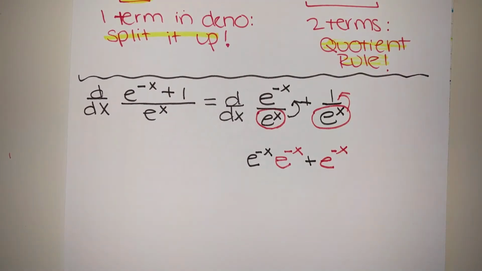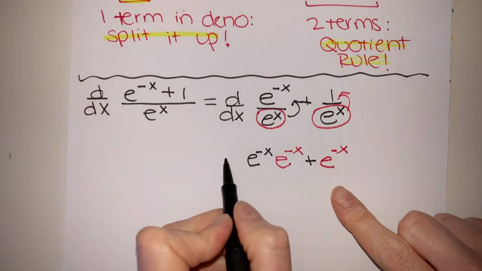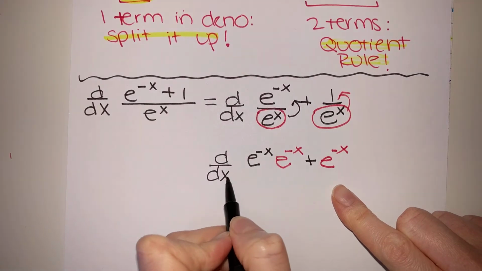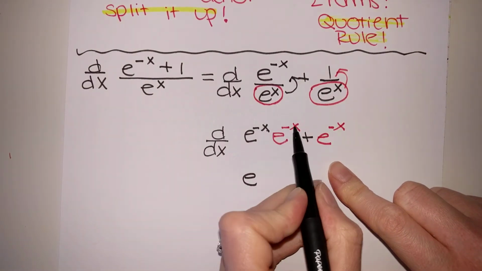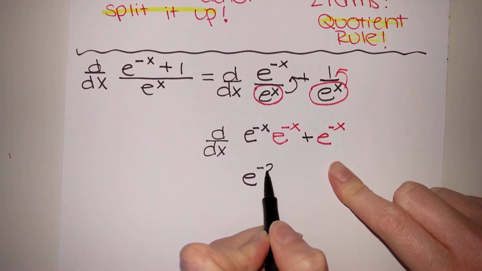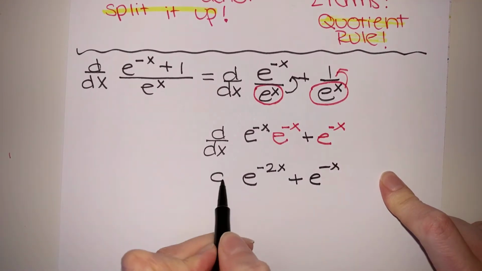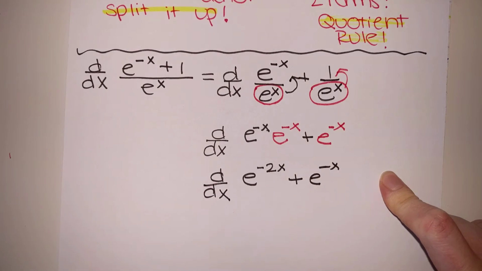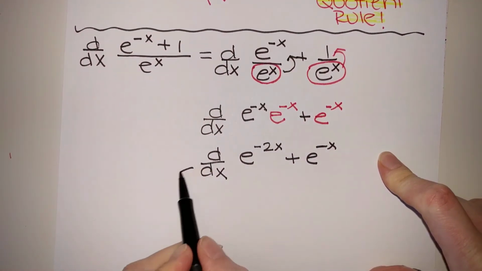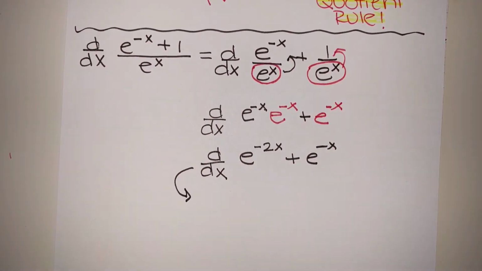All right, so before we take the derivative, we're going to simplify a little bit more. So we will have e to the negative x plus another negative x gives us negative 2x, and then plus e to the negative x. So all of this work was just simplifying. Now we are actually going to take the derivative.